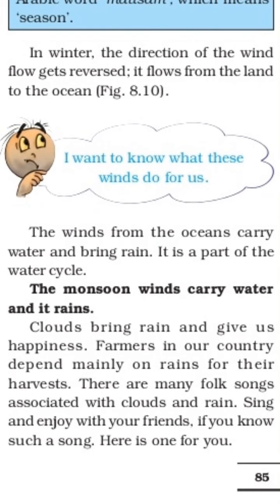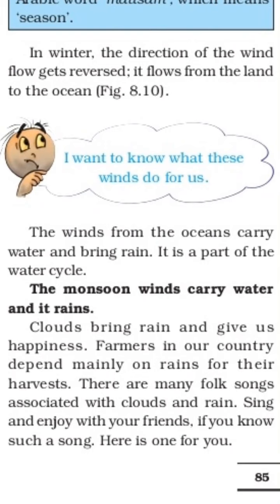The monsoon winds. Now what do these winds do for us? The winds from the oceans carry water and bring rain. It is a part of the water cycle. We are aware about that. The monsoon winds carry water and it rains.